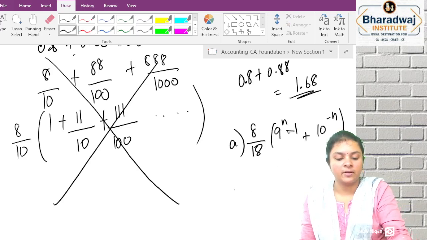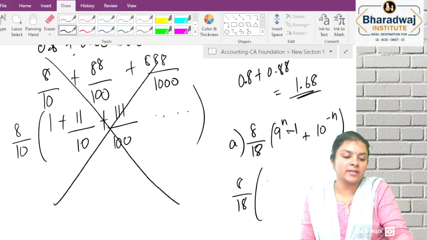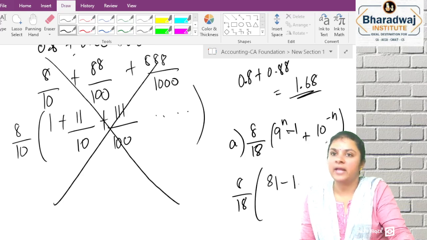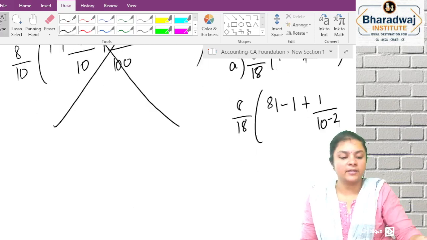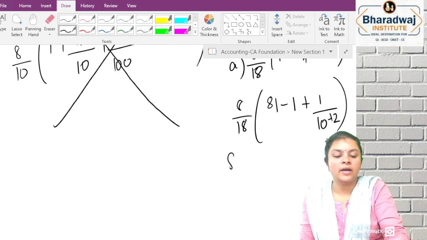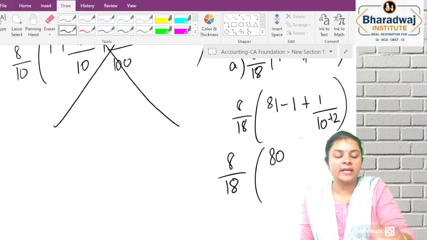Okay, now try 8 by 18 into 9 power n. 9 square is 81 minus 1, 80, plus 10 power minus n. 10 power minus 2 can be written as 1 by 10 square. Correct? So 8 by 18 into 80.